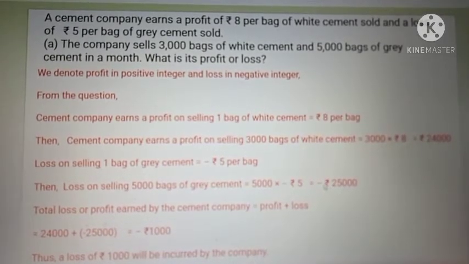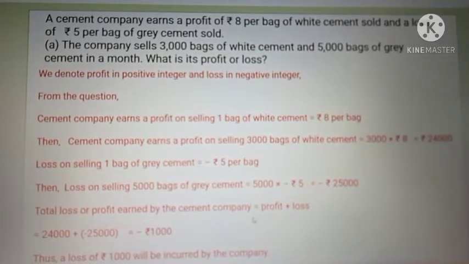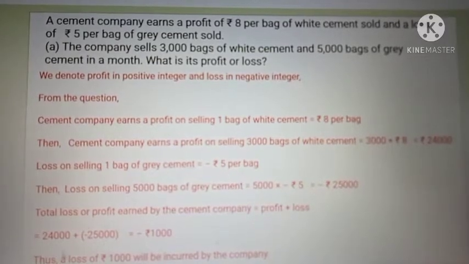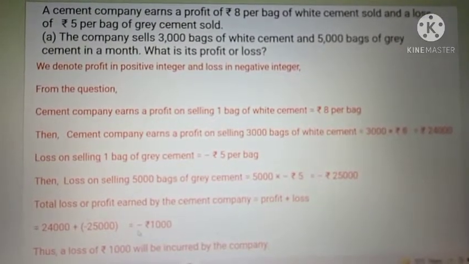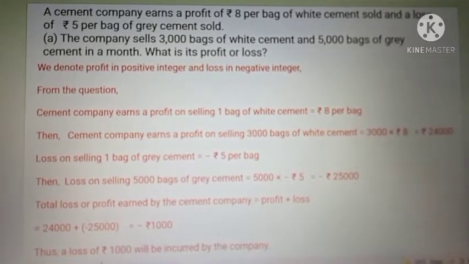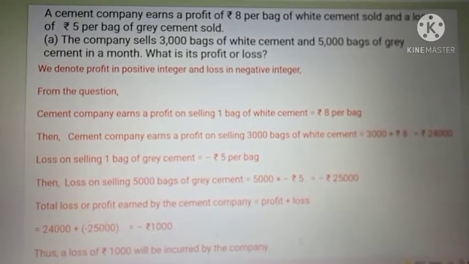Total loss or profit earned by the cement company is equal to profit plus loss. That is 24,000 plus minus 25,000, which is minus rupees 1000. Thus, a loss of rupees 1000 will be incurred by the company. Okay, hope you are clear with this.